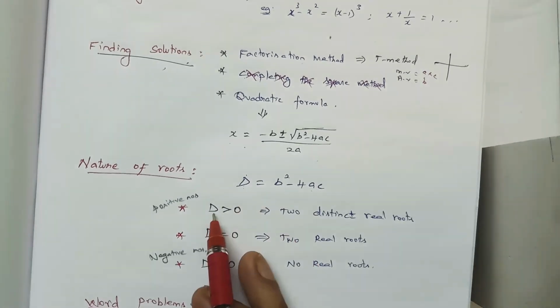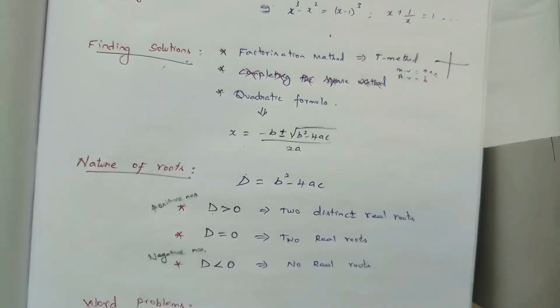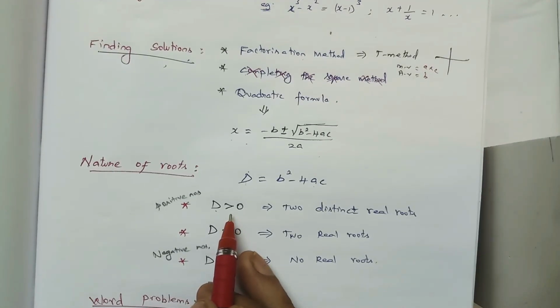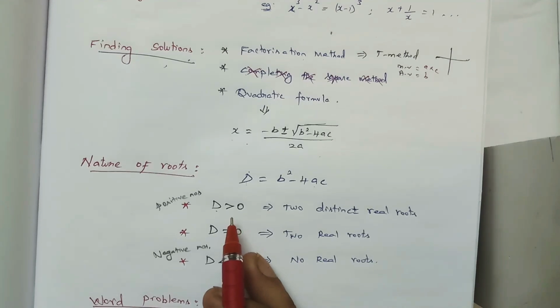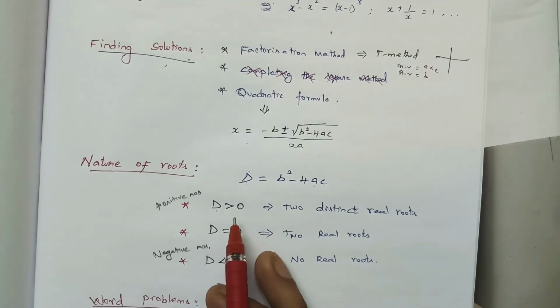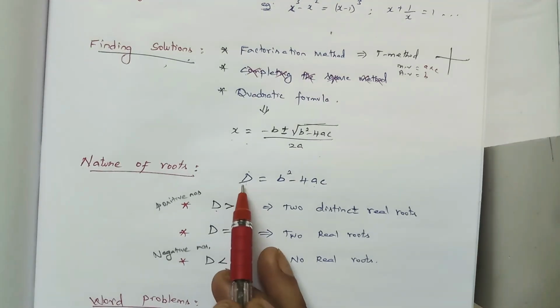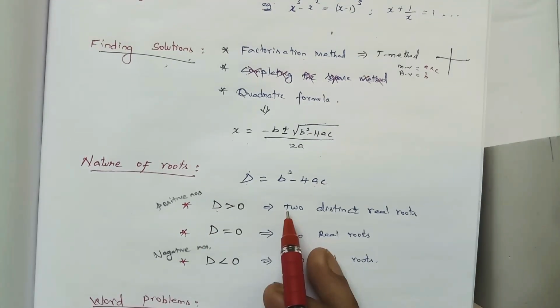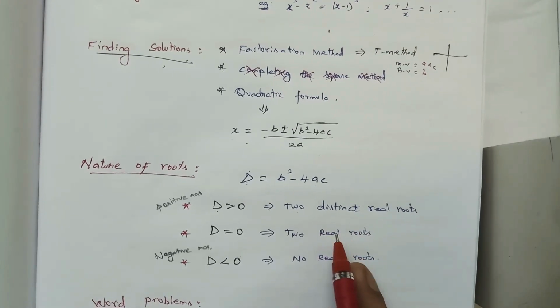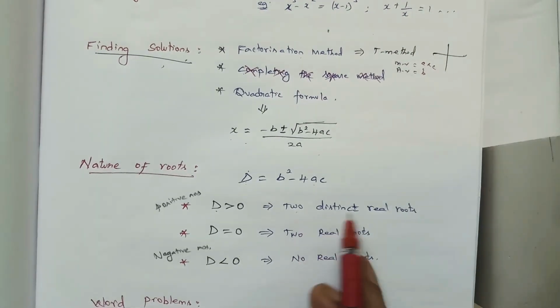If d is greater than 0, that is a positive value, more than 0, like 1, 2, 3, 100, 1000, 5000, positive integers, then the roots will be 2 distinct real roots, that is, 2 different real roots.